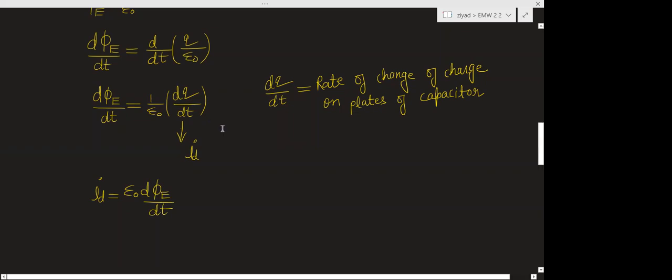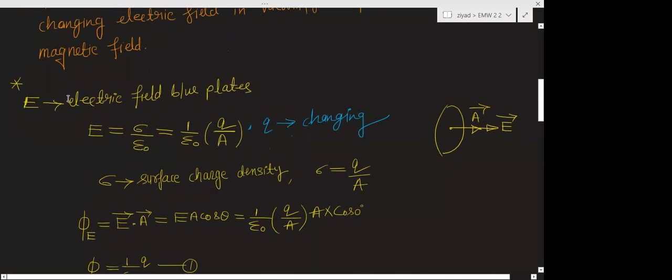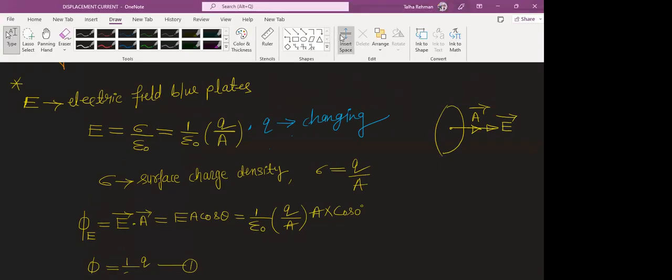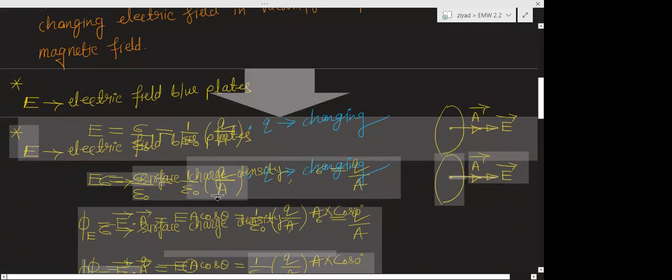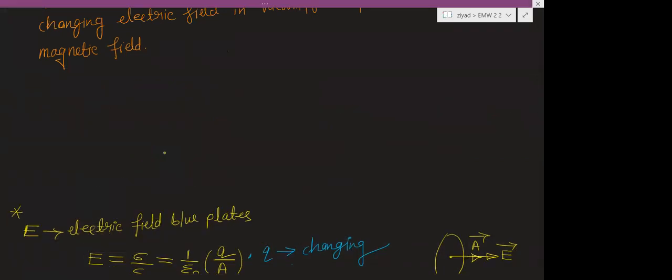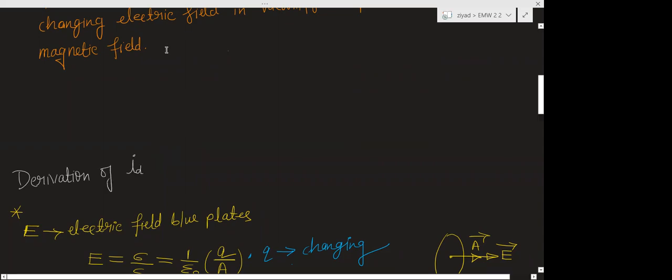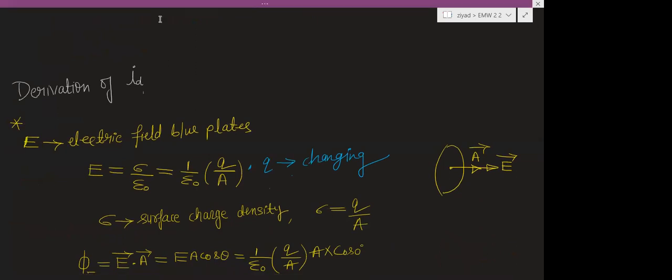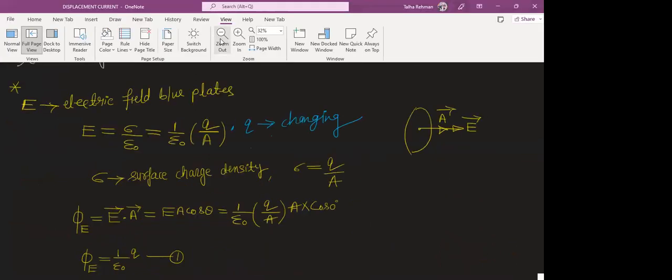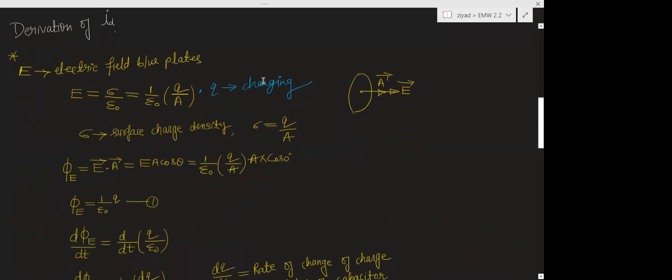So basically this is the derivation of the displacement current. You can write here: derivation of displacement current. Now you can just note this down. This can be asked in your exam also: derive the expression for the displacement current.